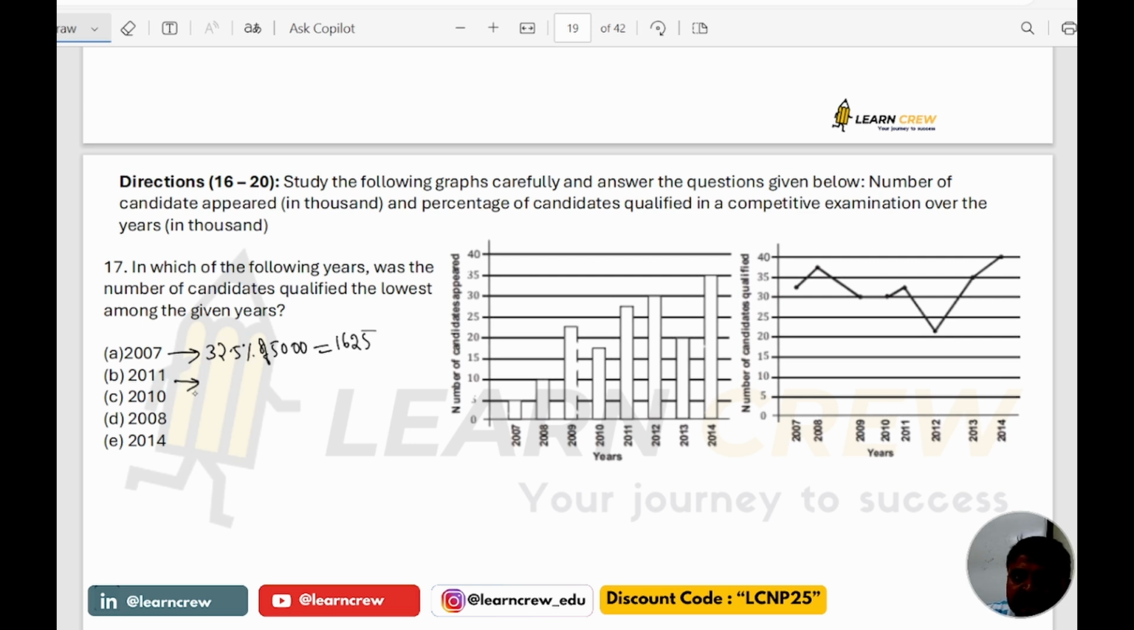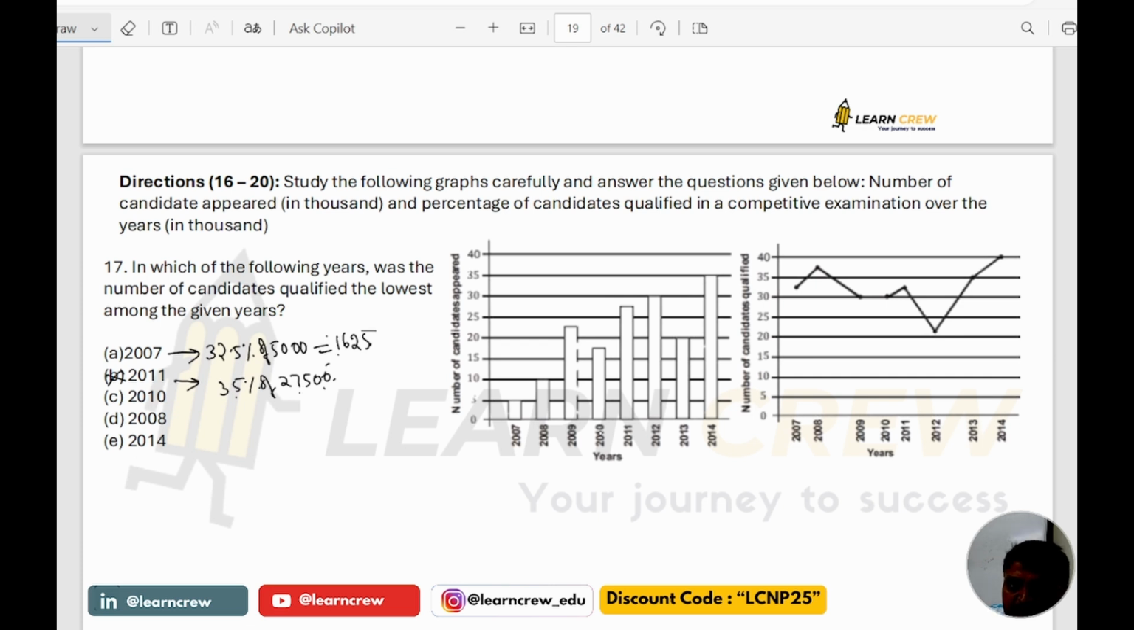In 2011, if you observe here, the total number of candidates appeared is 27,500. Out of them, how many have qualified? In 2011 it is given as 35%. Definitely it is more than this, so it is not the answer, since it is asking for the least. 35% of 27,500 is more than 1625. So it is not the answer.